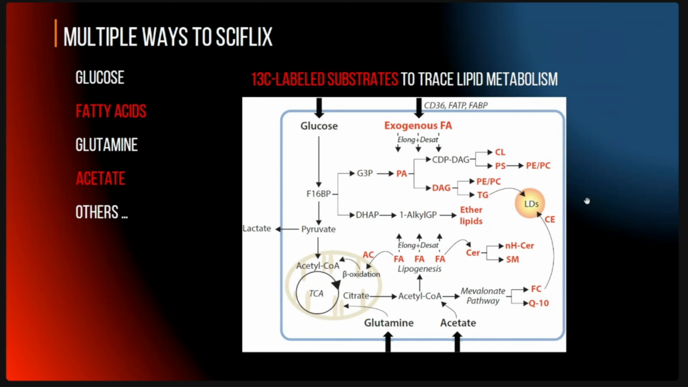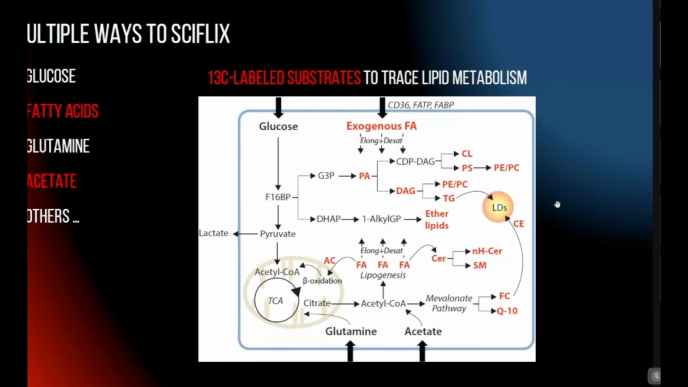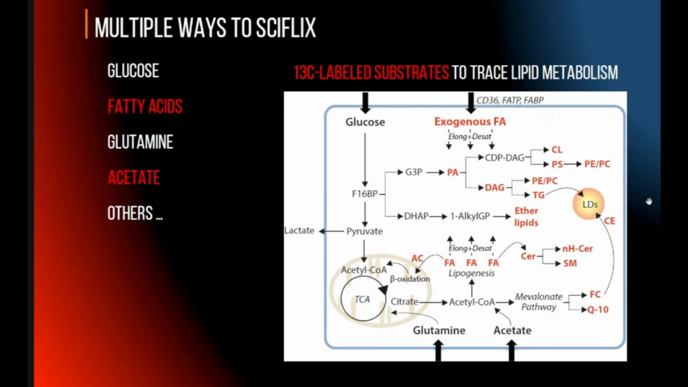And in terms of lipid metabolism, you can do that using a bunch of substrates. I think the four most important for lipid metabolism are glucose, fatty acids, glutamine, and acetate, as shown here in this very simplified lipid synthesis scheme. But you can also use others like pyruvate and so on. Everything needs to be labeled with 13C.